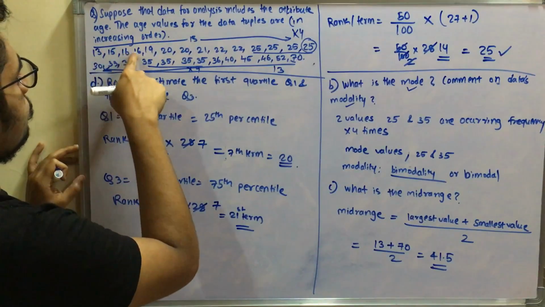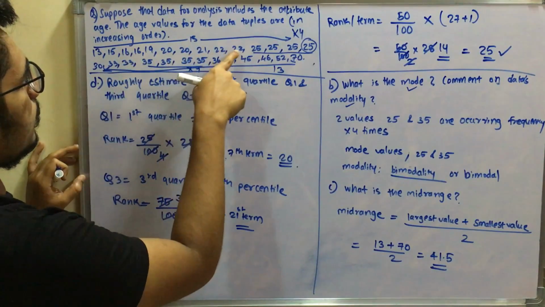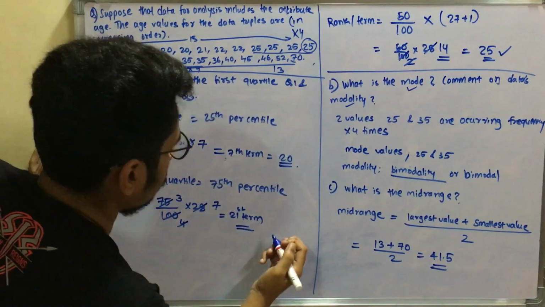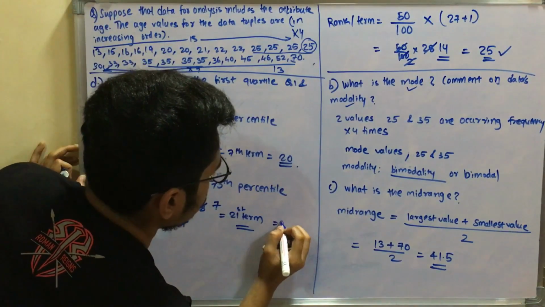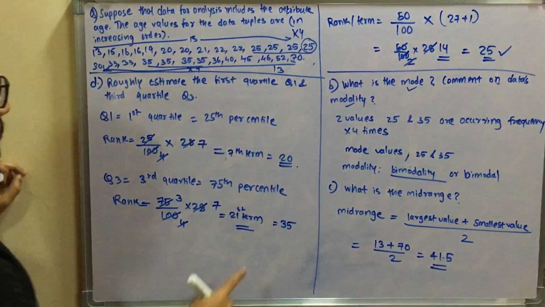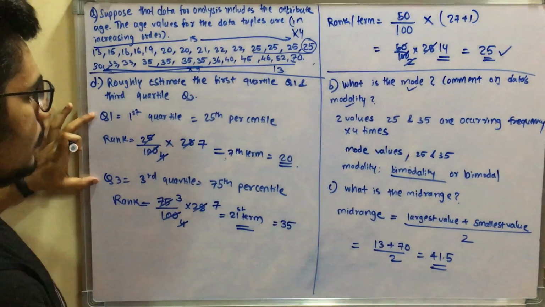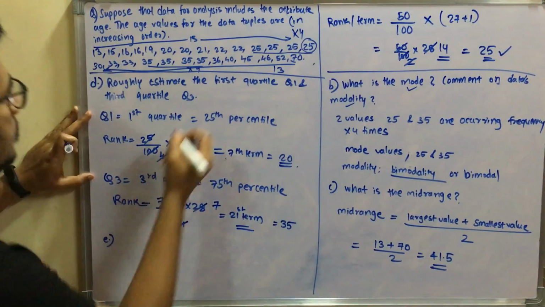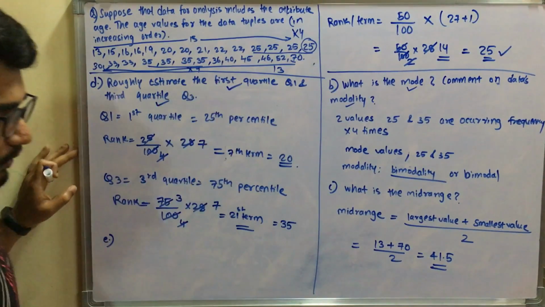So first, second, third, fourth, fifth, sixth, seventh, 8th, 9th, 10, 11, 12, 13, 14, 15, 16, 17, 18, 19, 20 and 21. That is you have 35. So you have Q1, Q3 from this. So that completes the first quartile and the third quartile.